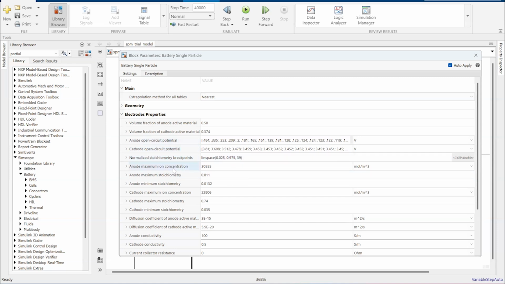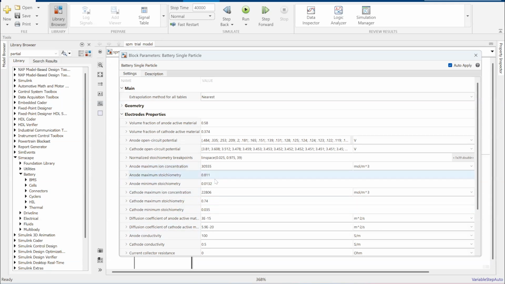Then you can see that there is something called anode maximum ion concentration. This is basically what I was talking about in terms of boundary conditions. When I introduced the equations in terms of Fick's law of diffusion, they have to consider some amount of ion concentration at a particular given time, and for anode and cathode, they're taken separately. So you can see over here.